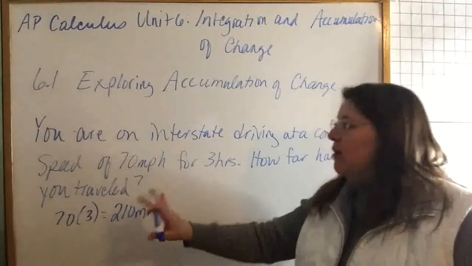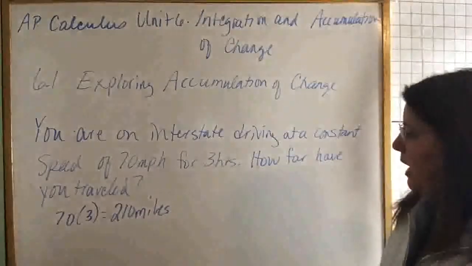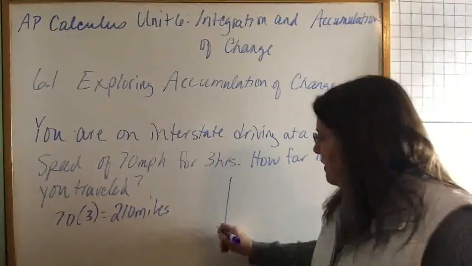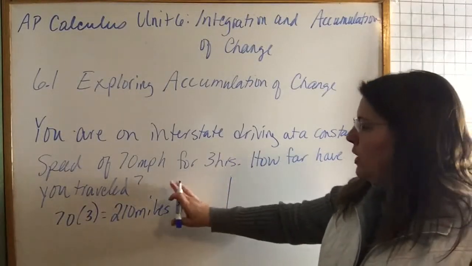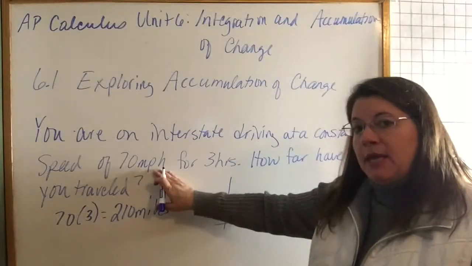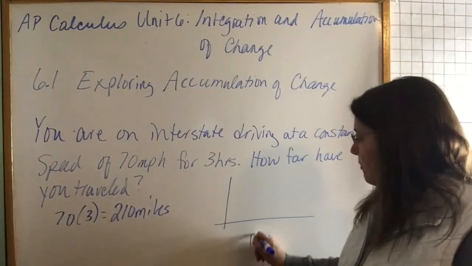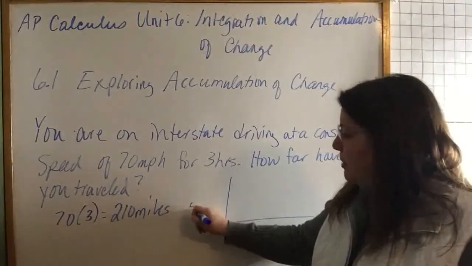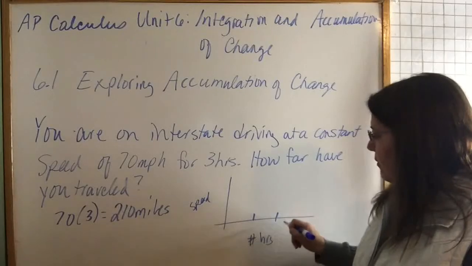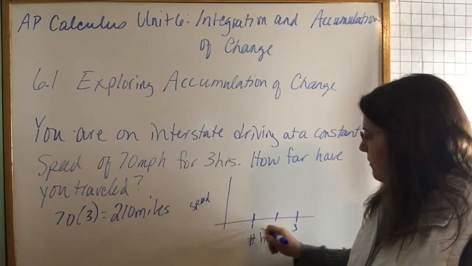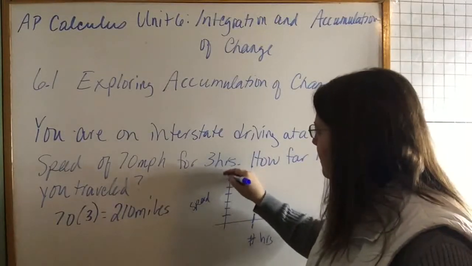So I want to show you how this can be related geometrically so that you can see how calculus is involved. If we were to set this up, I'm going to set it up as a graph. There are two things that we've been given. We know we're traveling 70 miles per hour, so that's our speed, and we've gone for 3 hours. So I'm going to let this axis be my number of hours, and this axis be my speed. Geometrically, we've been traveling for 3 hours, so that's going to be 3, at a speed of 70 miles per hour. I'll say that's 70.